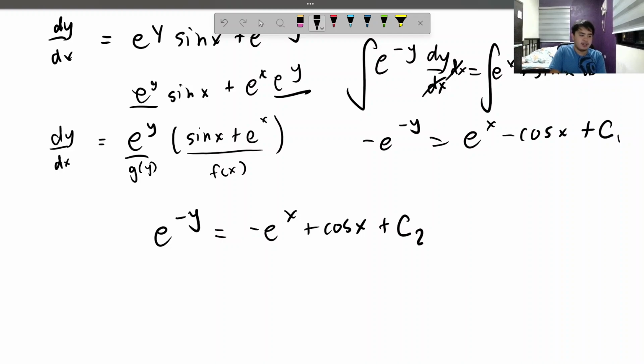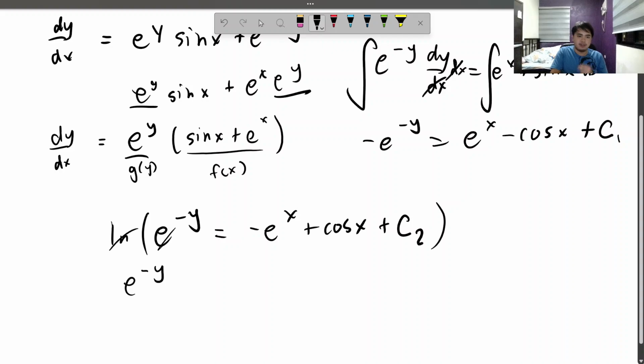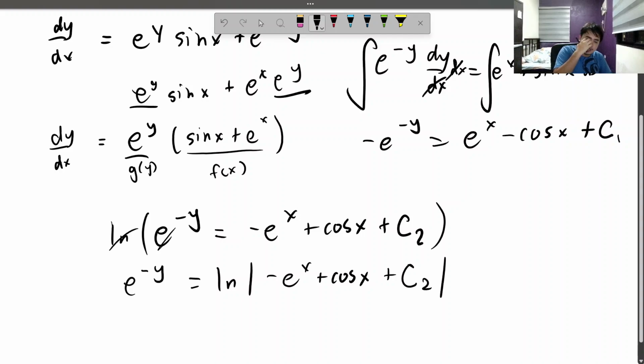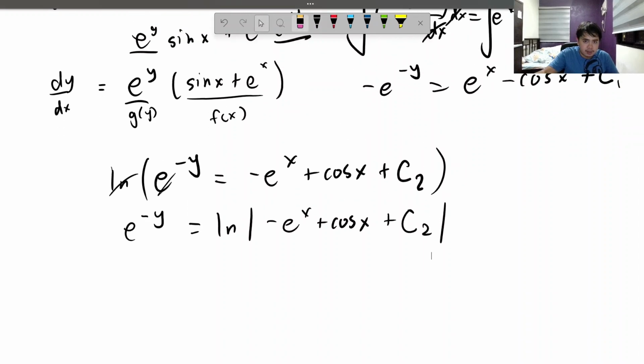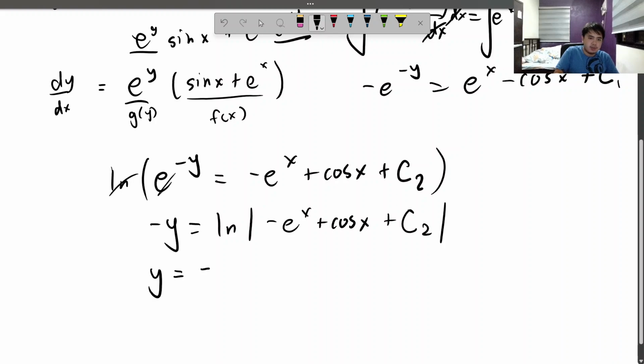And then we take the natural logarithm of both sides. But natural logarithm and e to the negative y cancel each other out since it is a function and its inverse. And then we take the ln of the other side, negative e to the x plus cosine x plus c2. Now c2 doesn't change here since we're taking the natural logarithm of the entire function. So c2 will remain as c2. I forgot about the y here. Let me rearrange that. Negative y is equal to this. The final step is to just multiply it by negative 1.